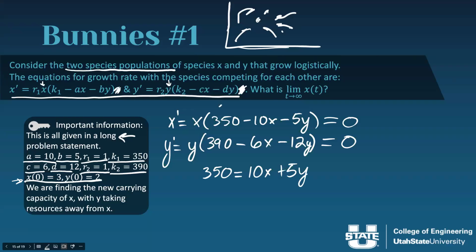Yes, because we're looking for the non-trivial. And these x and y, yeah, exactly. Those don't help us, so we're just going to ignore those. So we have 350 equals 10x plus y. That comes from this equation. And 390 equals 6x plus 12y.